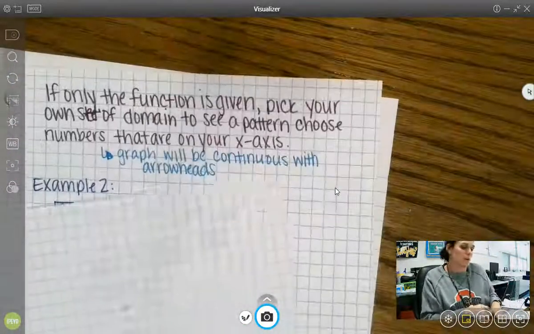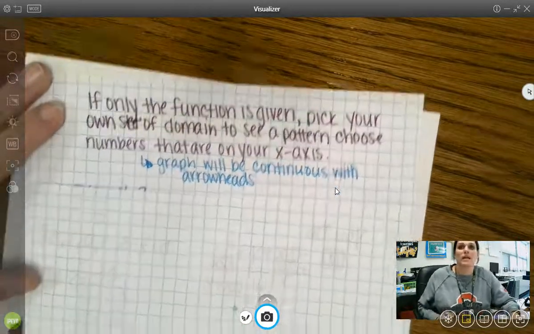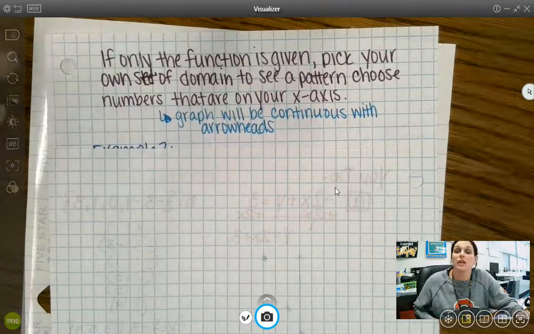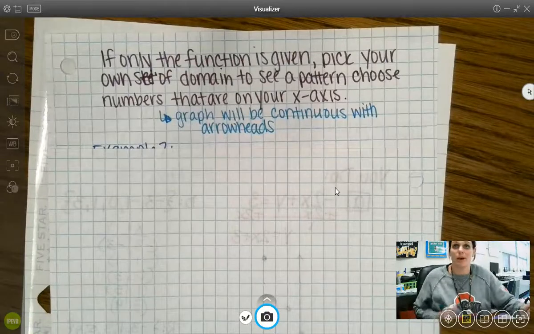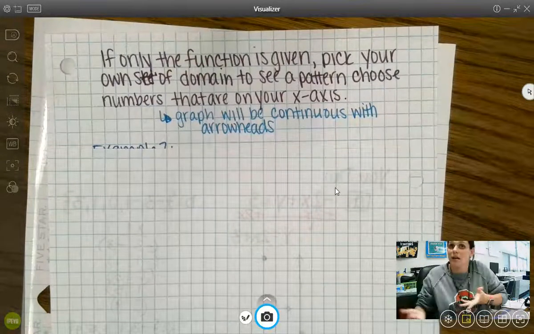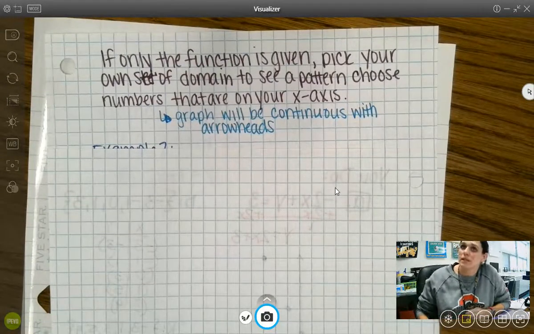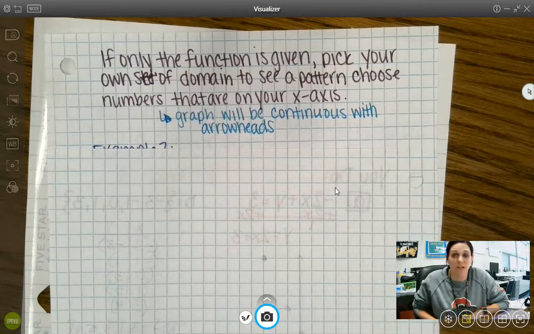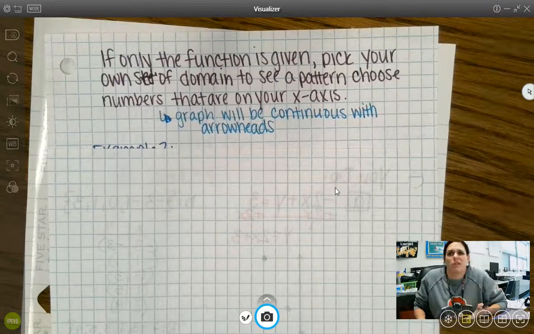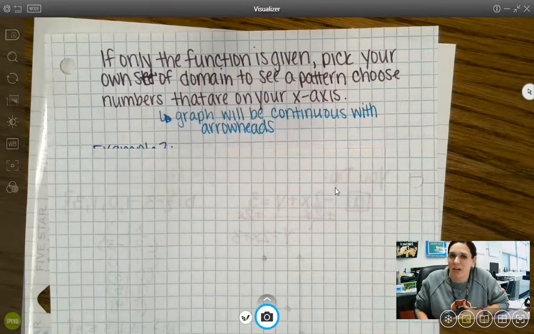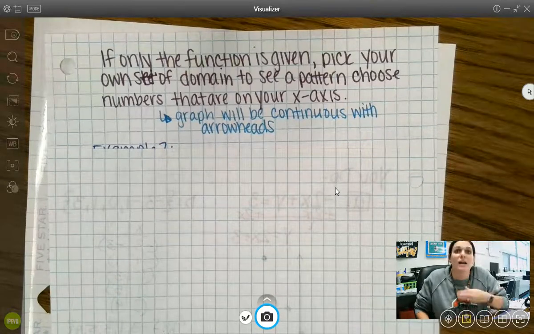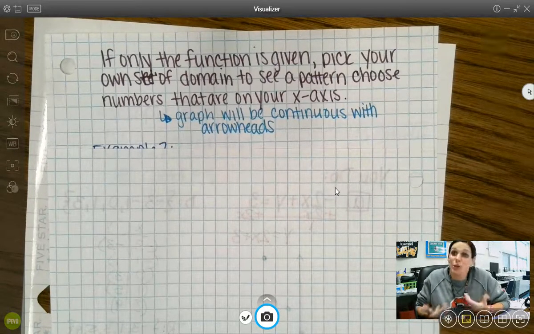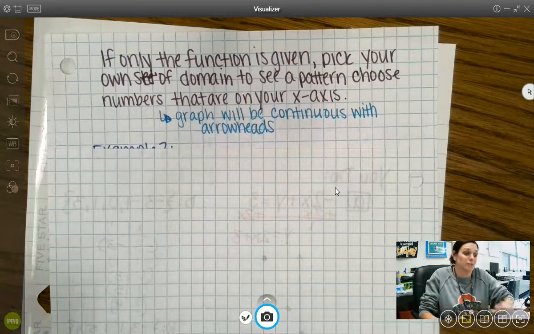So in this next part, still on graph paper, we're going to now take a look when I have continuous functions. So if the function is given, pick your own set of domain to see the pattern, choosing numbers that are on your x-axis. Your graph is going to be continuous with arrowheads. So again, if only the function's given and they say graph this, you're picking your own values. You're picking that x, and then you're plugging it in to see what y is creating. So the function is the rule. You just get to pick whatever values you want.